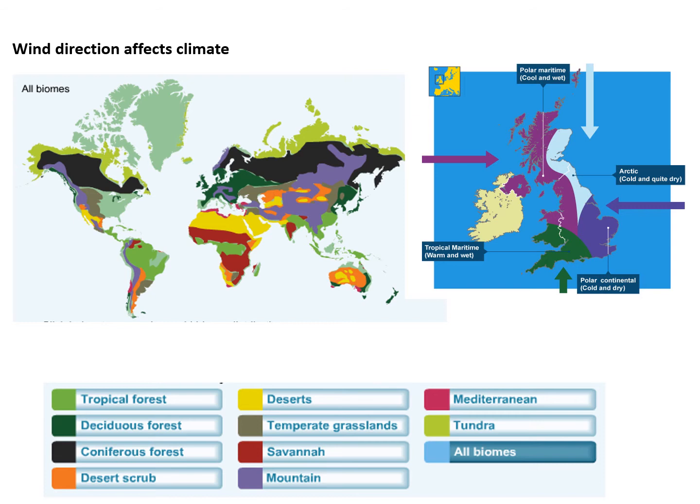If the wind is blowing from the north, the weather is cool, and if it's blowing from the south, it's much warmer. If the wind blows from the west over the sea, it is wet, and if it blows from the continent, from the east, it's much drier. So this means that different parts of the UK have slightly different climates, and different plants and animals will be found naturally in different parts of the country.